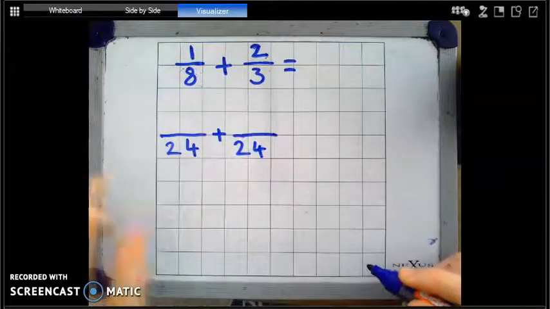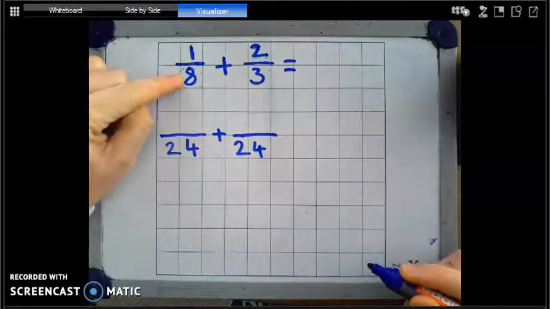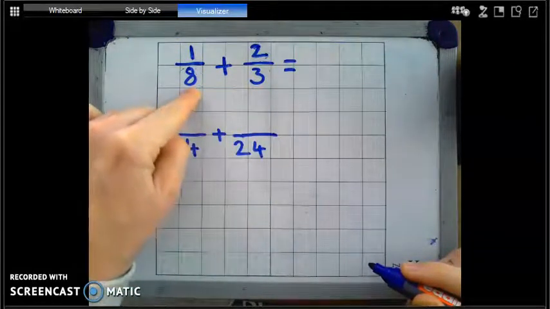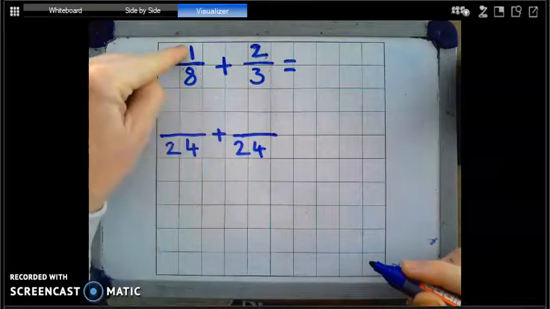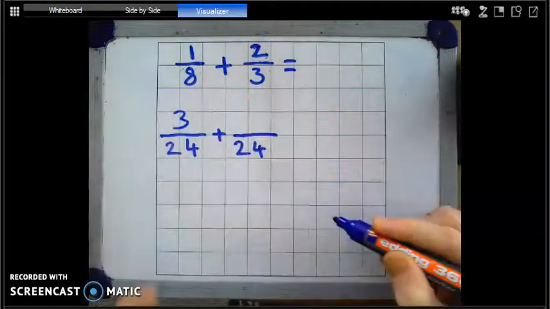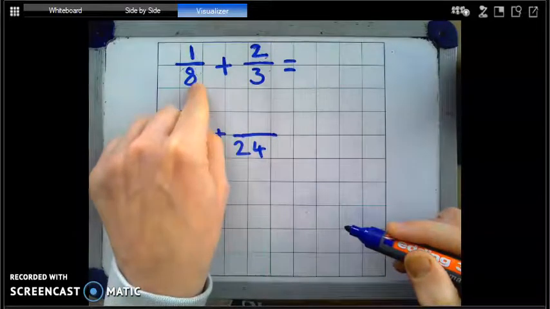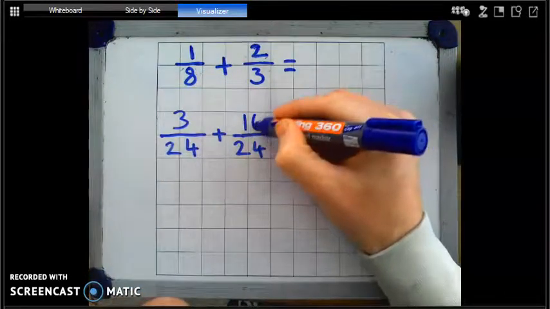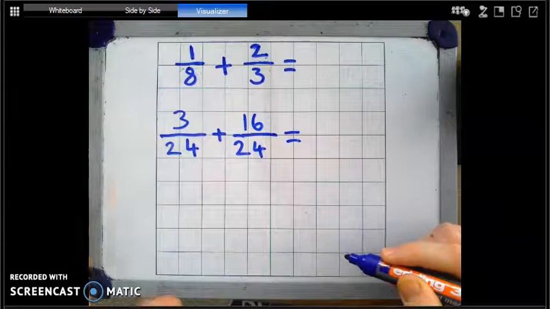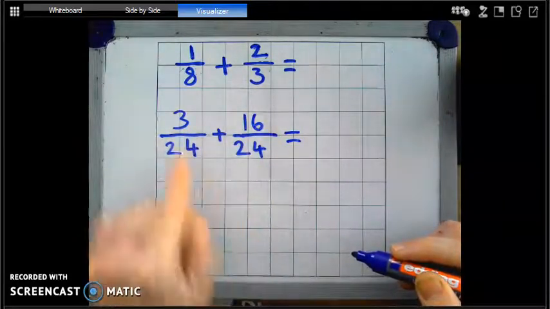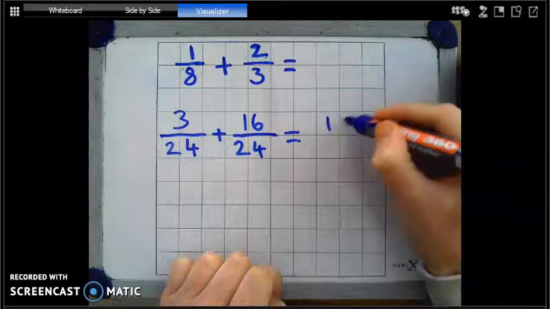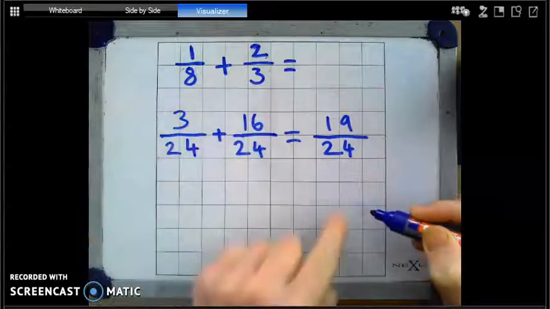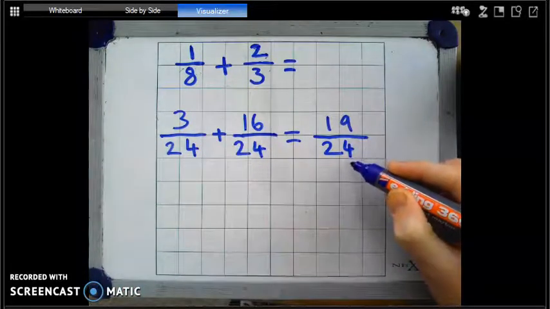On to step 2. Whatever we multiplied the denominator by, we must also multiply the numerator by. Well, 3 times 8 is 24, so 3 times 1 is 3. 8 times 3 is 24, so 8 times 2 is 16. On that final step, we just add the numerators together. 3 plus 16 is 19. Denominator stays the same. 1/8 plus 2/3 is 19 over 24.